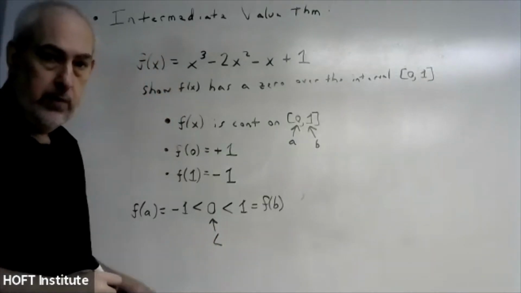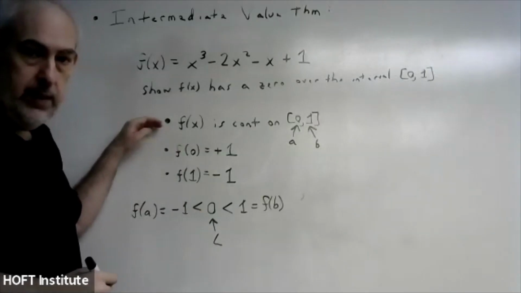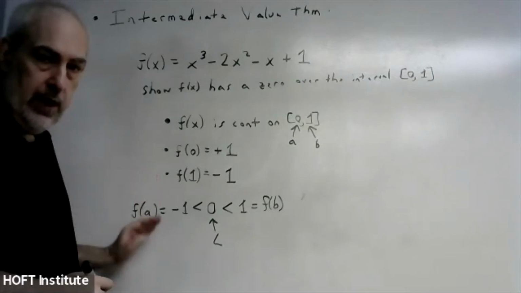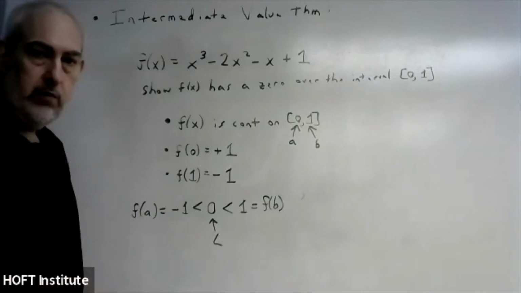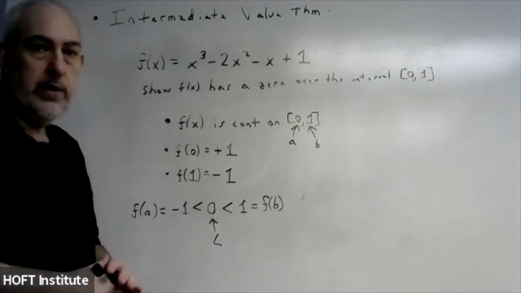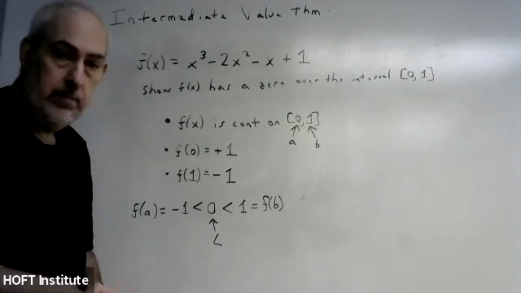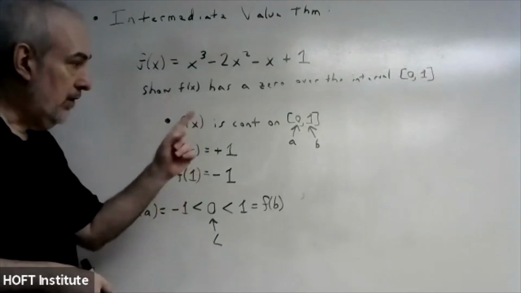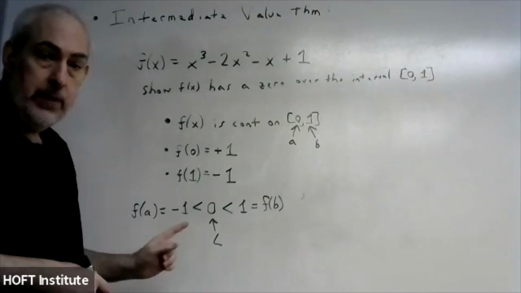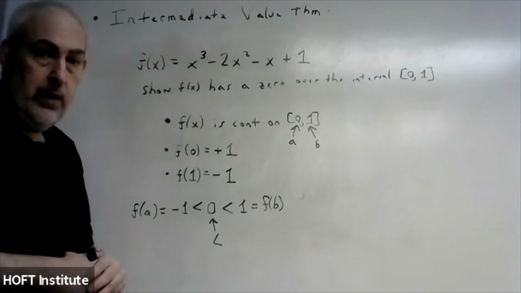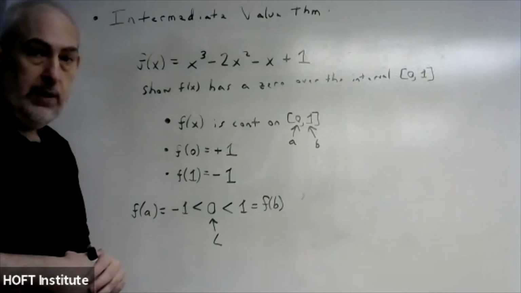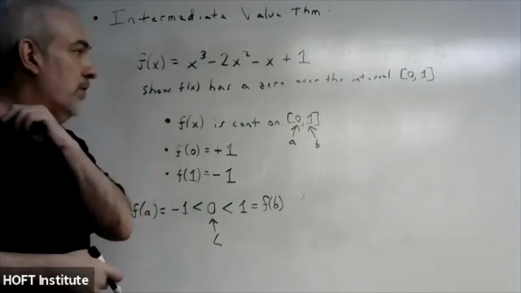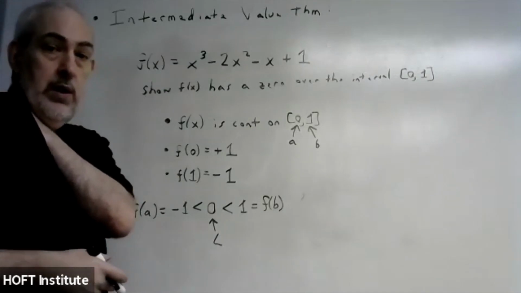Okay, so I've shown the function's continuous over the interval A to B. I've shown f of A and f of B have these two values, and the L that we're interested in is in between those two values. Therefore, the intermediate value theorem kicks in and states there has to be some value of C between 0 and 1 where f of C equals 0. In other words, there is a 0 somewhere between 0 and 1. So yes, we can use the intermediate value theorem to prove that there's a 0 between 0 and 1.